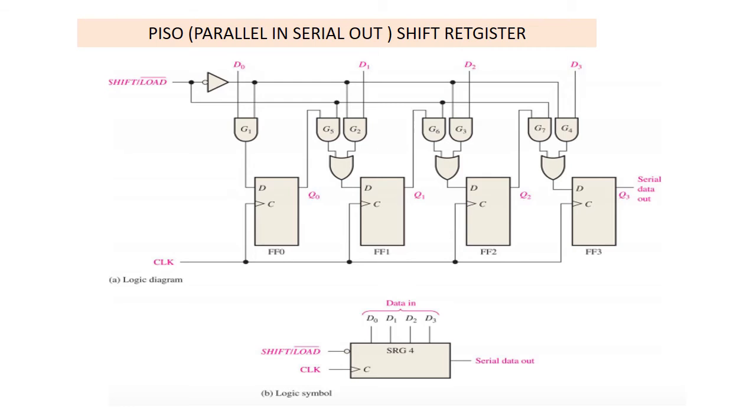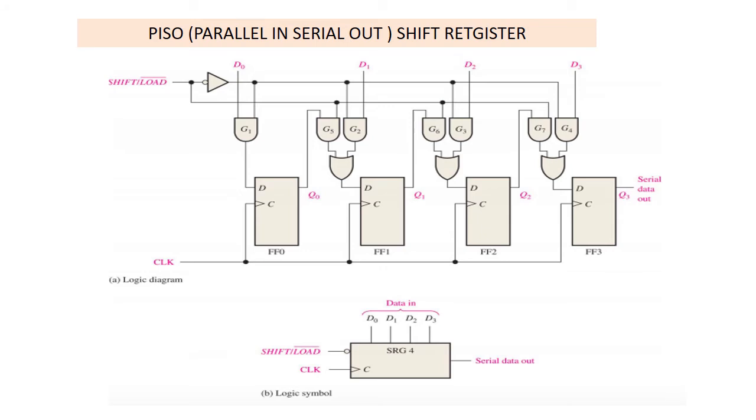There are 4 data lines D0, D1, D2, D3 through which the data is entered into the register in parallel form. The signal shift or load bar allows the data to enter in parallel form into the register and the data to be shifted out serially from the terminal Q4. When shift or load bar line is high, the gates G2, G3 and G4 are disabled, but the gates G5, G6, G7 are enabled, allowing the data bits to shift right from one stage to the next.